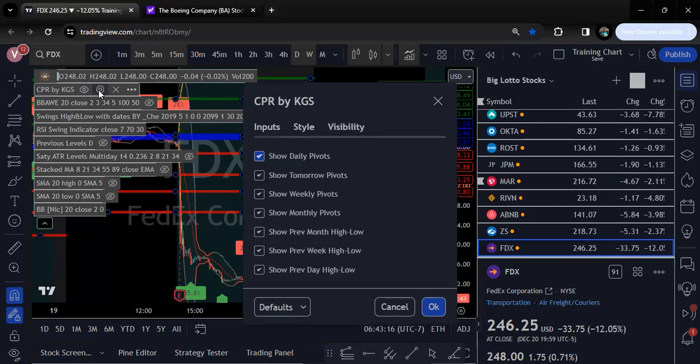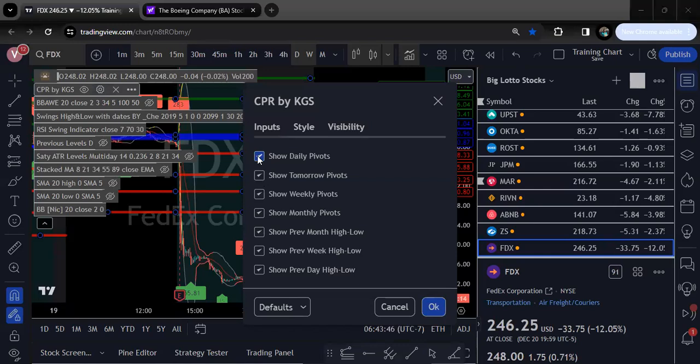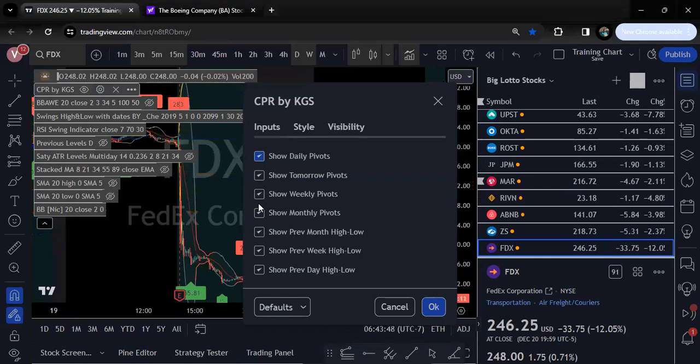Donna, for earnings, what levels are we using? Who else knows? For earnings, what do we use? Do you use weekly? For earnings, what levels are we using? Monthly. You can't even use daily, it's monthly.